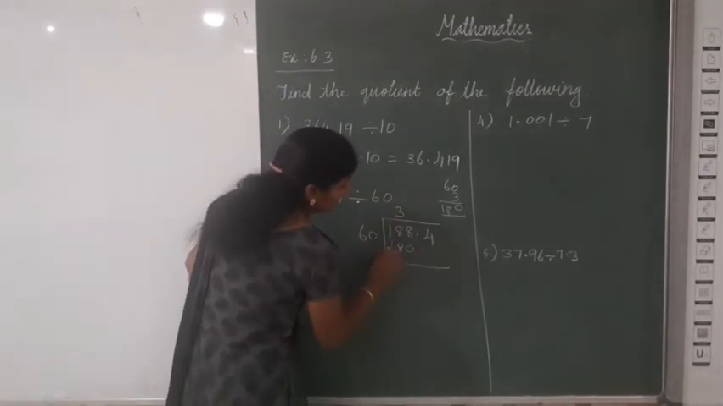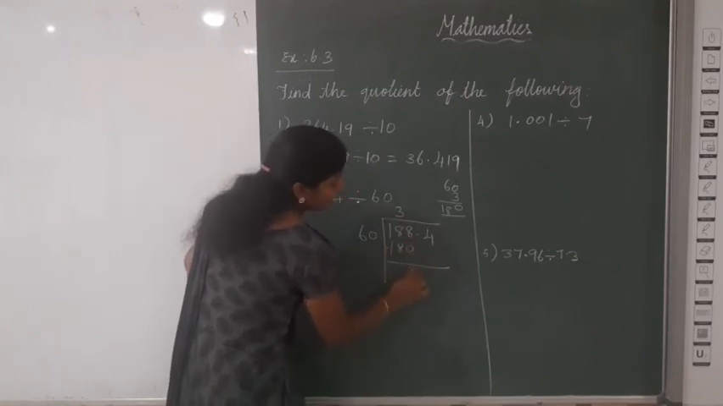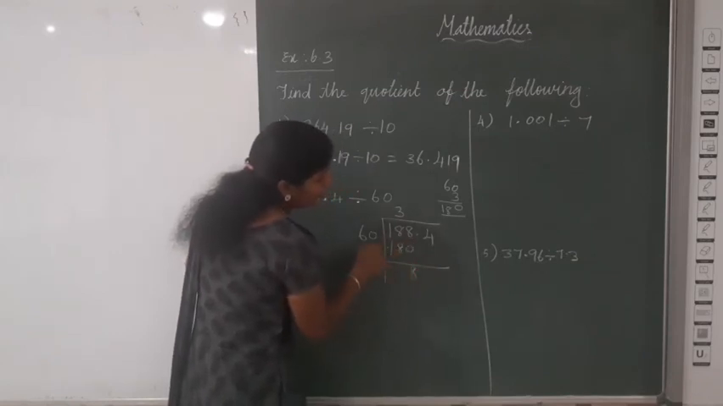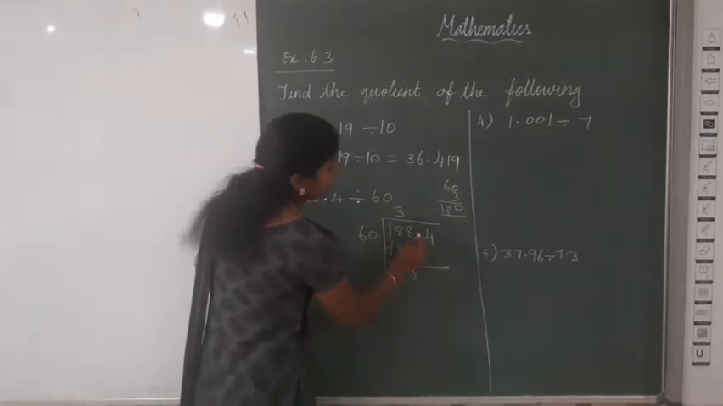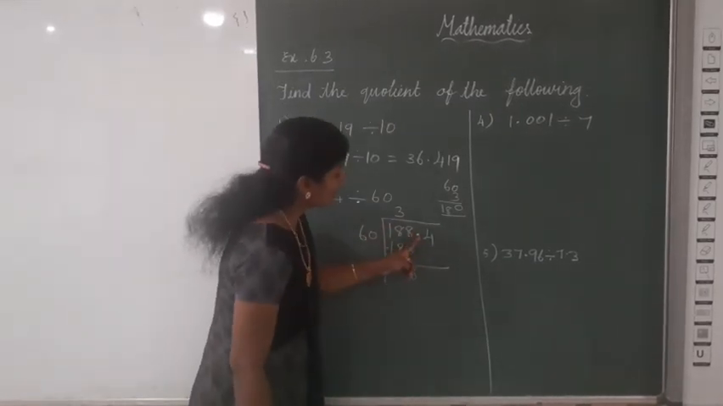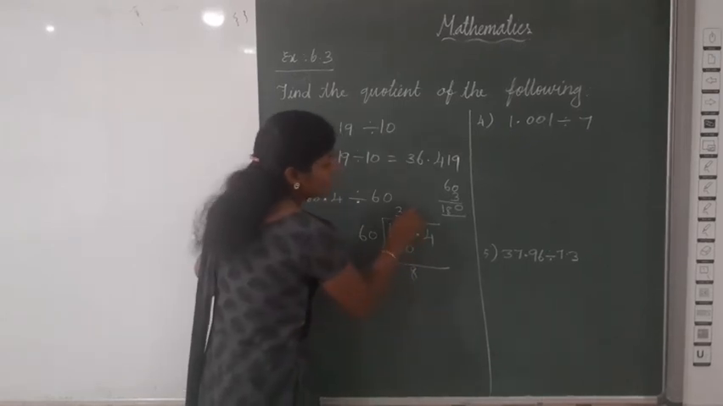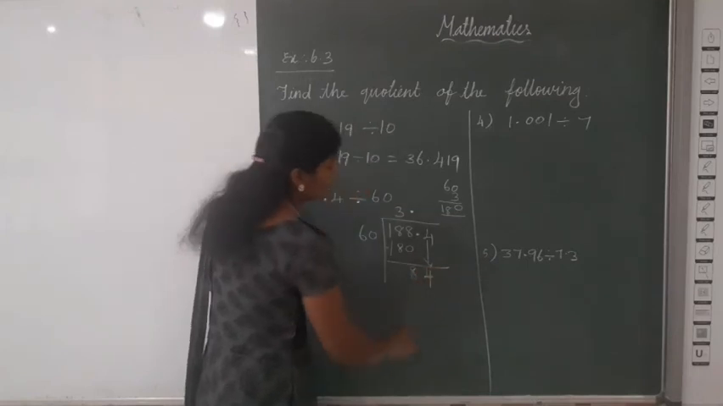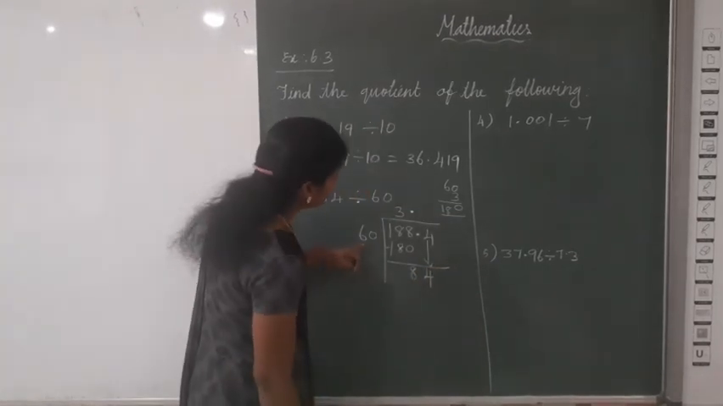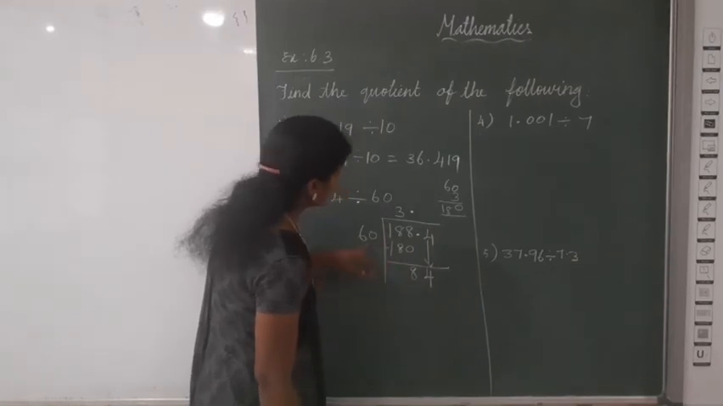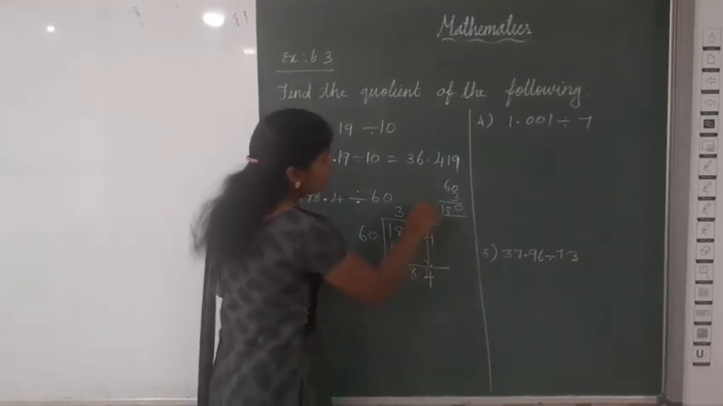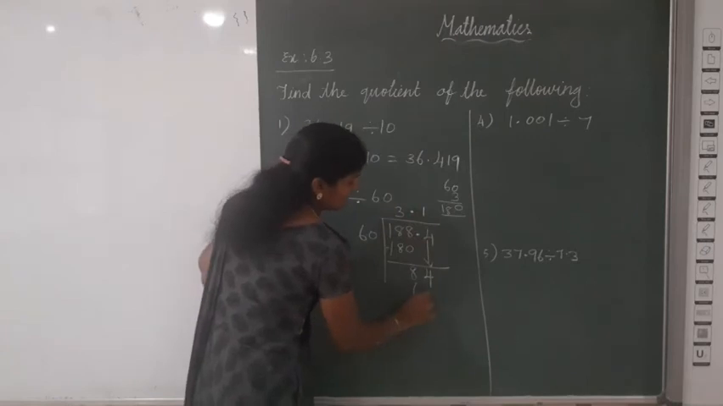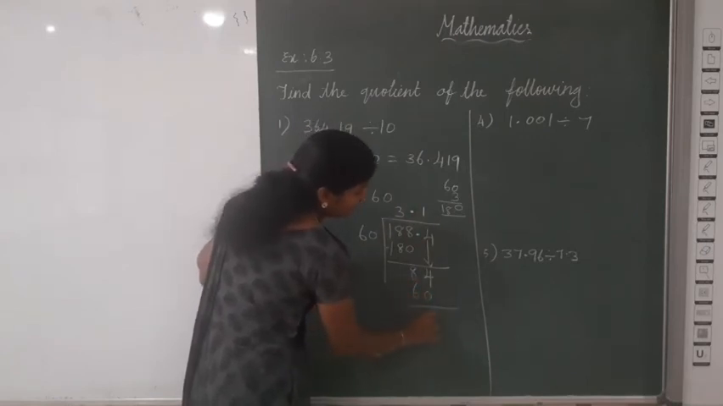Okay, now we can subtract it. 8 minus 0, 8. 8 minus 8 is 0. 1 minus 1 is 0. Isn't it? Now here we have a decimal point, so this decimal point we can put in quotient also. Okay. Then next digit we can bring down here, 4. 84. Okay. Now here 84, here 60, isn't it? Now how many times? 1 time. 1 into 60, 60. Now here 4 minus 0, 4. 8 minus 6, 2.